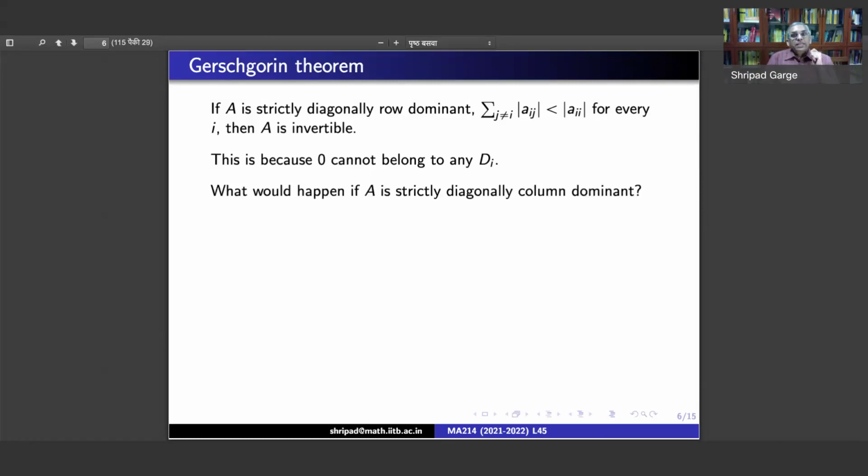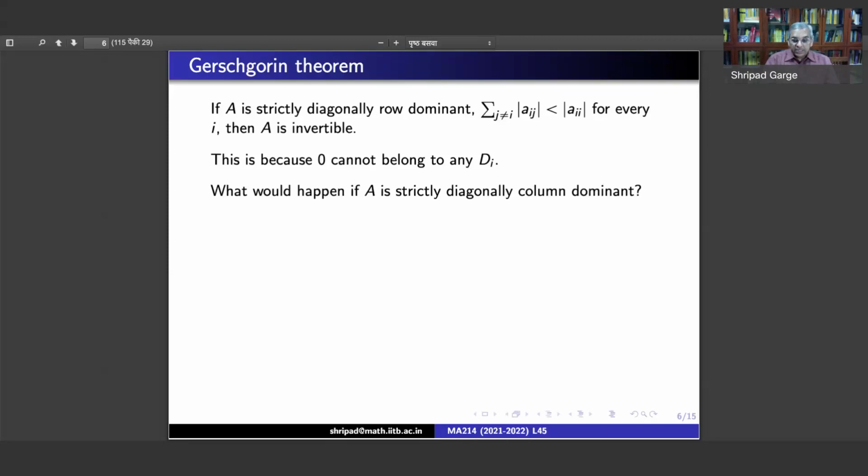Further, here is a very nice question. If your matrix is strictly diagonally column dominant, that means instead of looking at the rows, we look at the columns and do the same thing. You take the entries in the column, take the moduli, and take the sum of all non-diagonal column entries under the moduli. If that is less than the modulus of the diagonal column entry, then we say that the matrix is strictly diagonally column dominant. Now, can you say that your matrix is invertible? If your matrix is strictly diagonally column dominant, is it an invertible matrix?